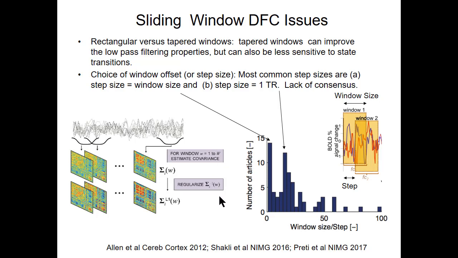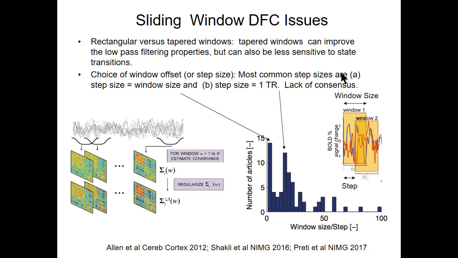So we've talked a little about some of the sliding window DFC issues. Some other issues: the simplest case is to use a rectangular window, but people have also proposed using tapered windows, which are more smoothly varying in the sense that they can be less sensitive to transitions between the time series. And then you also have to choose the window offset or the step size. So, in what step do you advance the window?